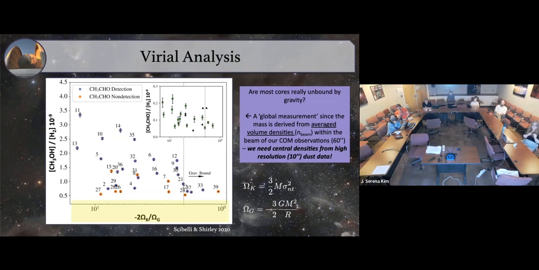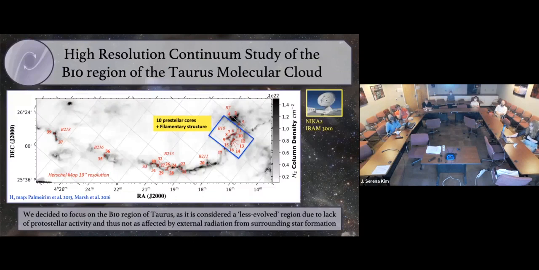evolutionary state that a subset of these cores are in. And so we wanted to get high resolution data for these cores in order to really nail down evolutionary states, to then infer more about the chemistry actually happening. So this is a study that I'm working on right now, that we are modeling cores in one particular region in this Taurus cloud. So this is the B10 region, one of those less evolved regions. There's 10 prestellar cores and filamentary structure in here that we can map at high resolution, which we've done.